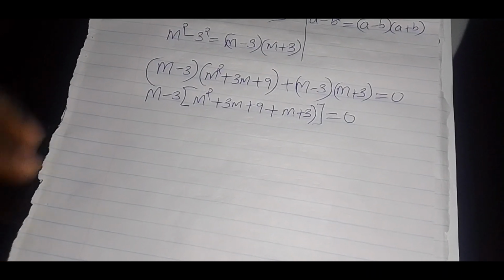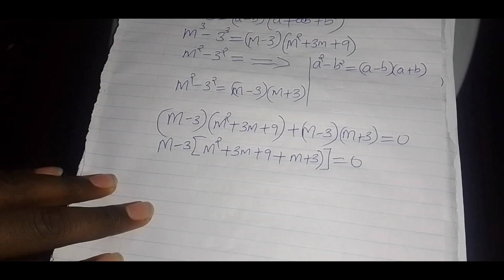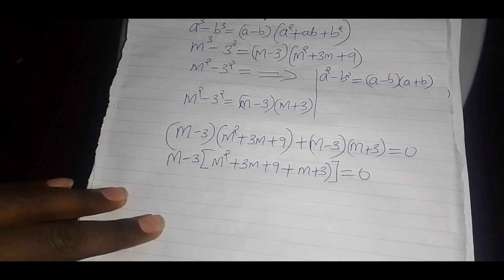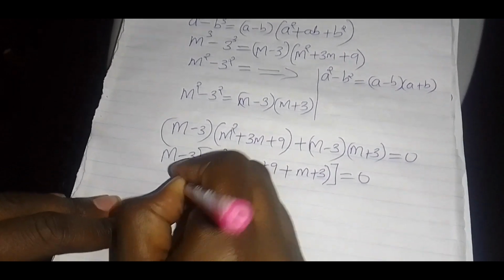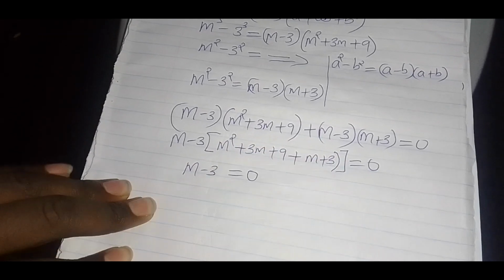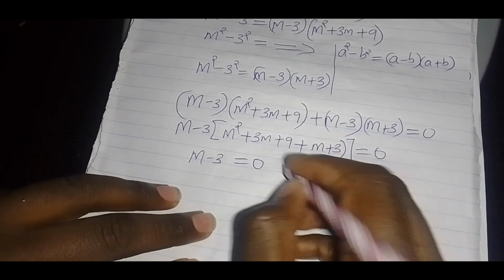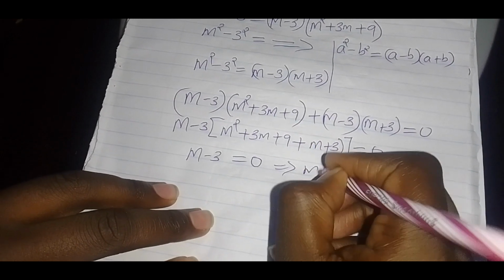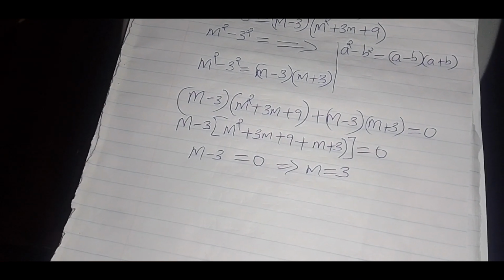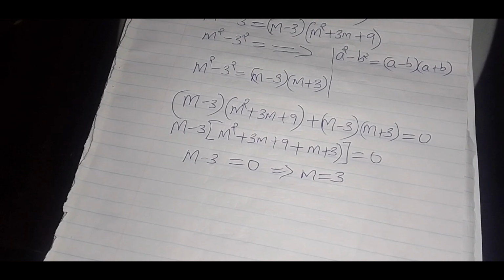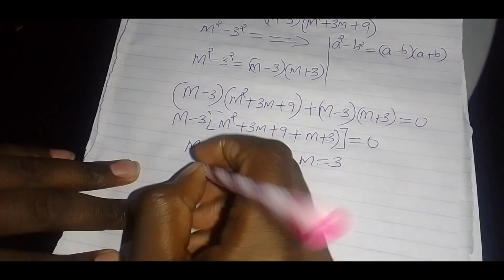So as you can see, we have two parts, m minus 3 and, in the bracket, m squared plus 3m plus 9 plus m plus 3. So we'll have the first part as m minus 3 equal to 0. That gives us the first real root, that is m is equal to 3. So that shows that one of the real roots in our equation is equal to 3.